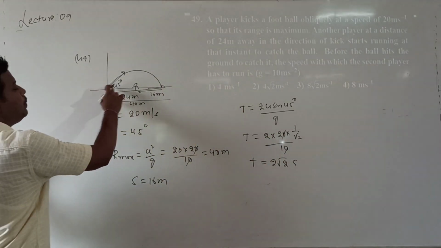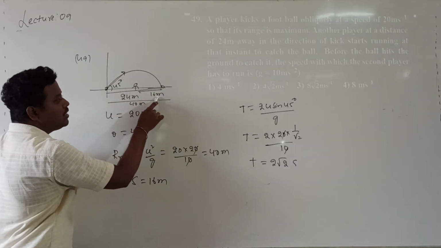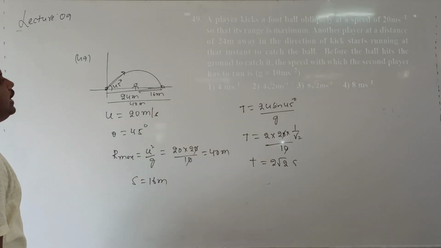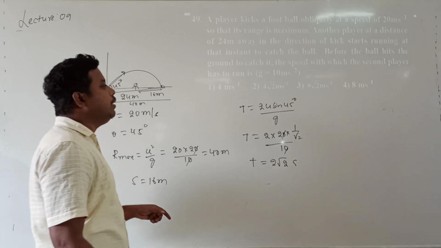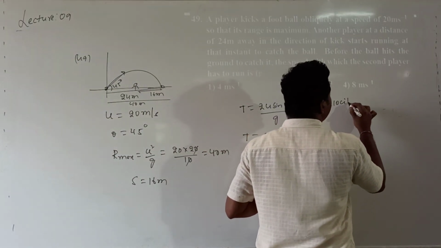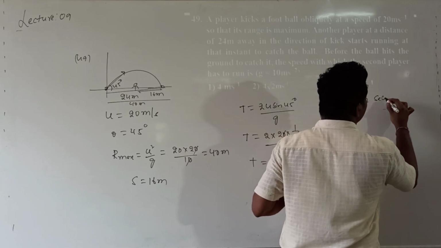Now how much time does the second player have? 2 root 2 seconds to catch the ball. So how much distance should he travel? 16 meters. Now they are asking us to calculate the velocity with which the second player should run. So the velocity of the second player.